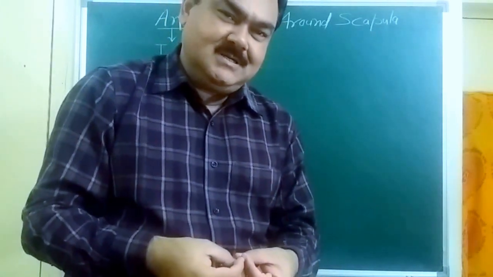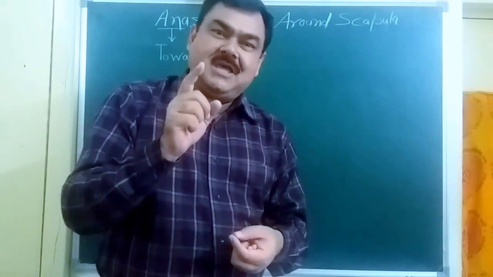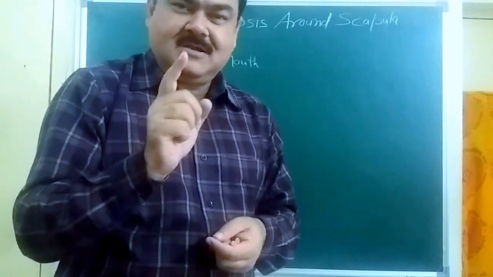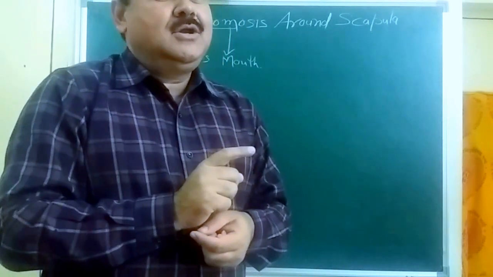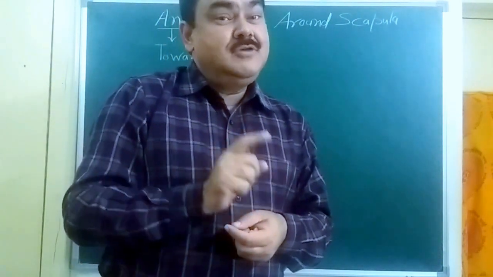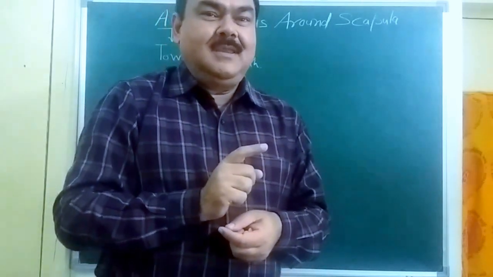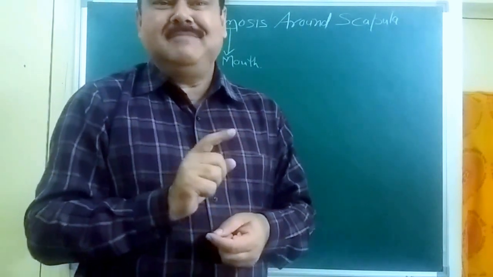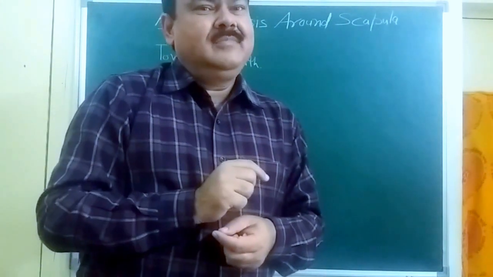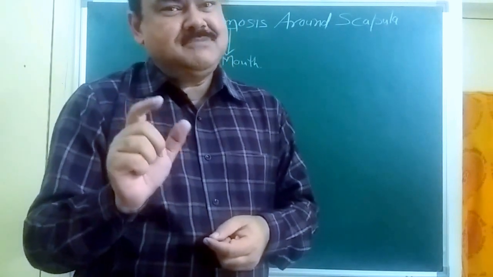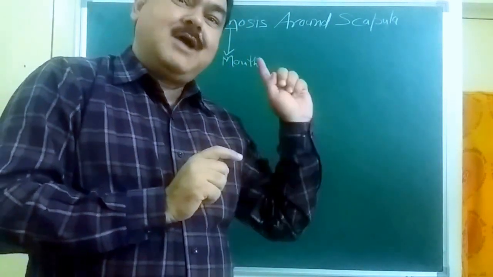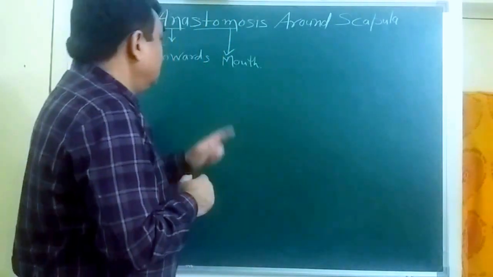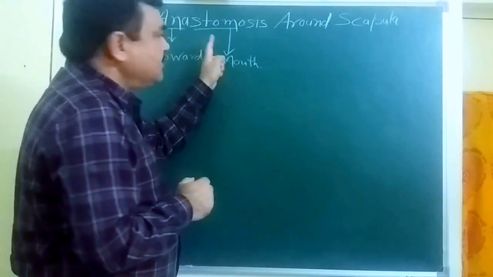This is anastomosis. The importance of this anastomosis is that it provides adequate arterial supply to structures which are highly mobile, and it also provides an alternating pathway for blood flow. If the main artery is blocked, it provides alternating channels or collateral channels. So this is about the term anastomosis.